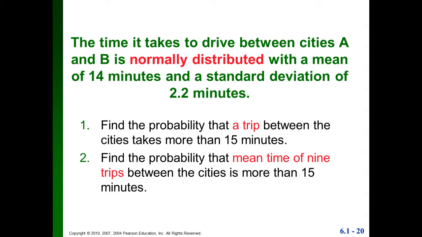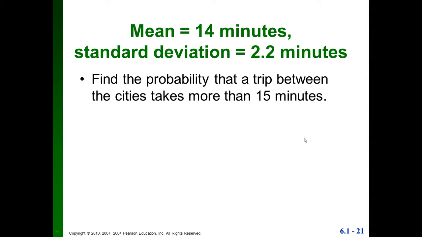Okay, so let's look at the first one. The first one, we have the probability that a trip between the cities takes more than 15 minutes. That's just an individual score. We're not talking about sample means. So we just do it regularly, just like we did on the other ones. So we're going to write down our information, and we have it right here. We write out our probability statement, and then we convert the numbers into z-score.